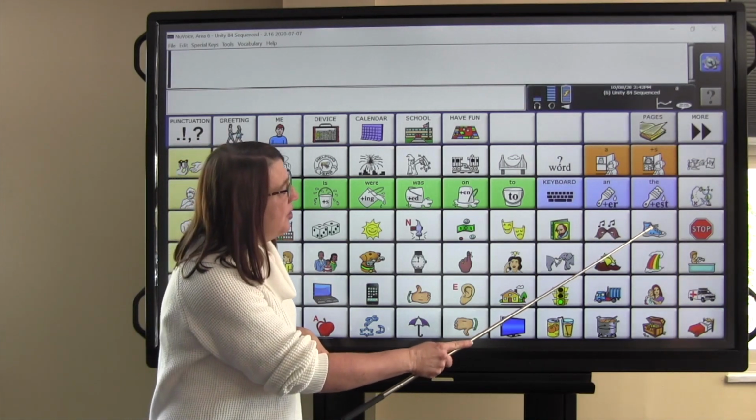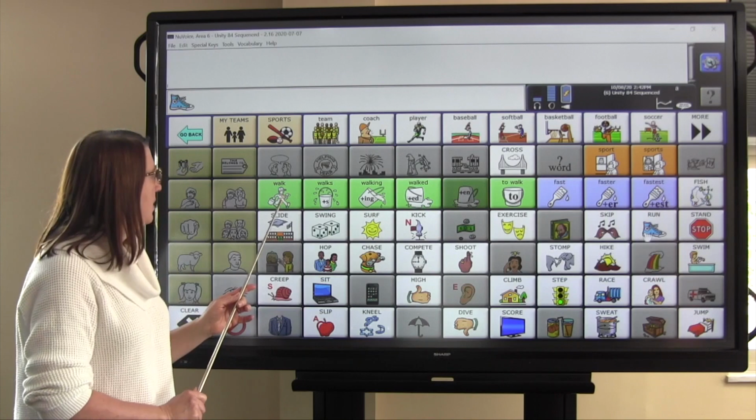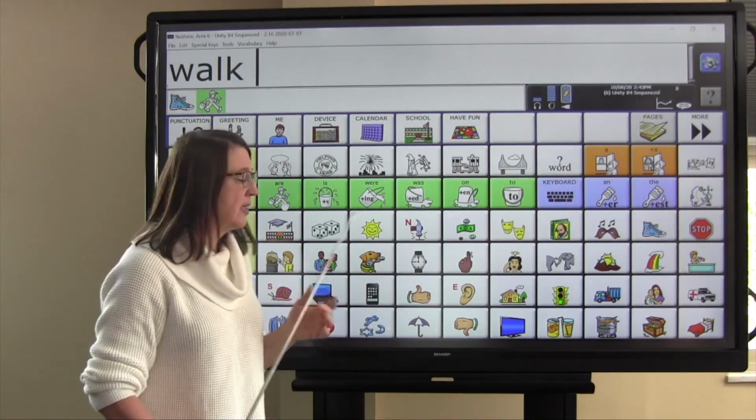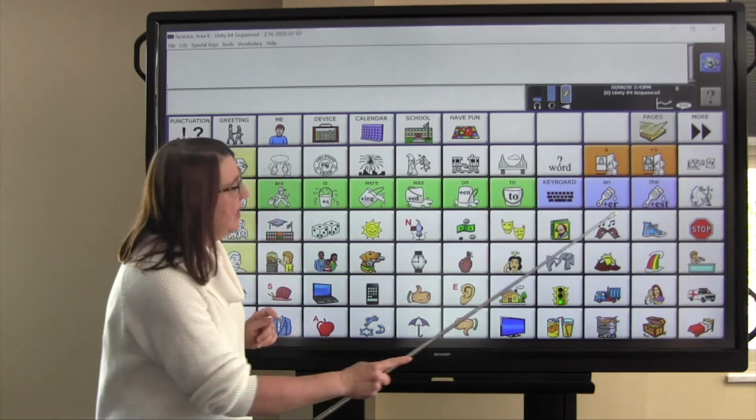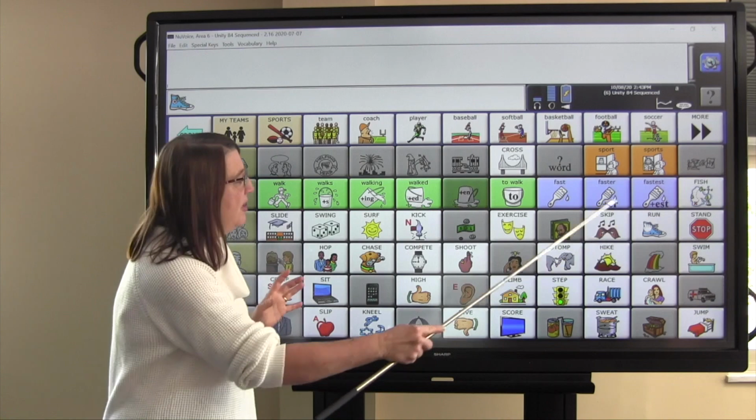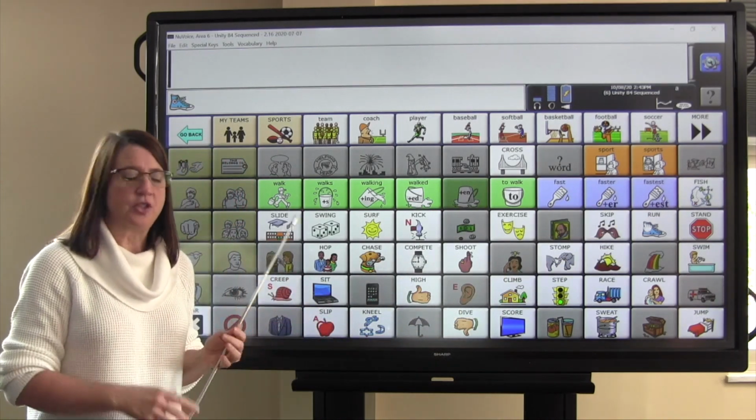The other icon family we'll look at today in this video is the shoe family. Shoe plus verb walk gives us walk, walking, walks. But again, notice when I select the icon the first time, I have all of these different verbs that I can say that belong to the shoe family.